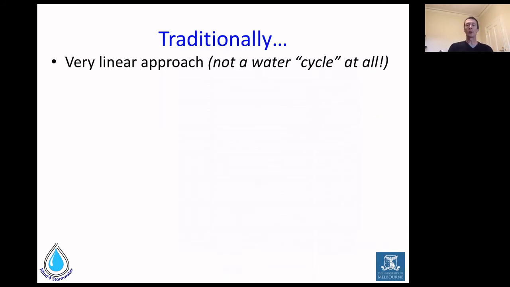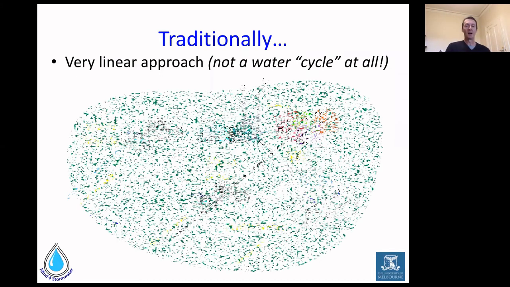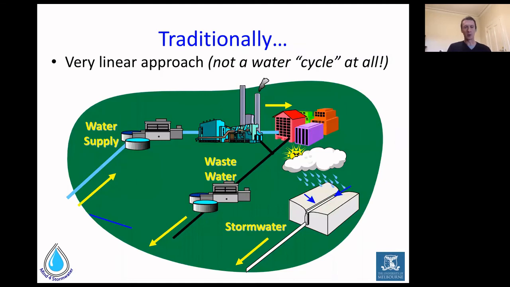Okay, so we often talk about the urban water cycle, but actually traditionally the approach to managing urban water is far from a cycle. We tend to take a very linear approach where we're importing water into our cities, using that and typically contaminating it, and then discharging it. And similarly, we've got rainfall landing on our city or our town, it runs off, and then we evacuate it as stormwater.